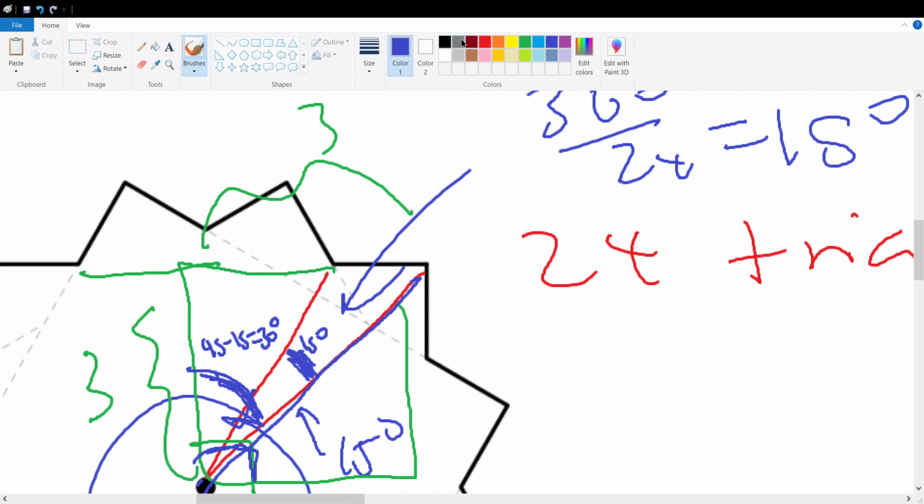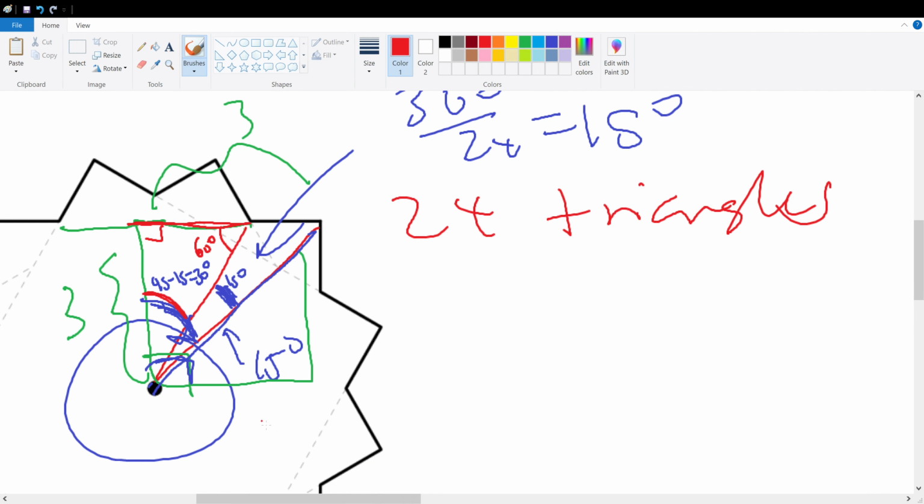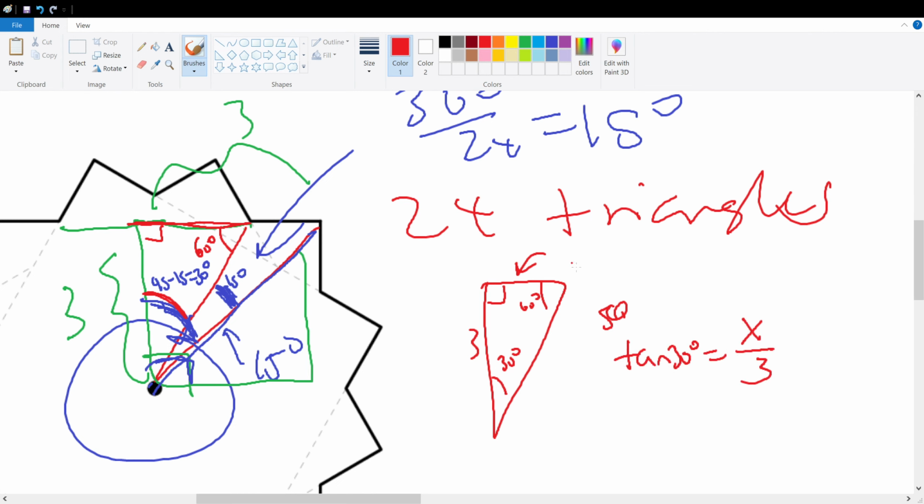Alright, so now that we know this angle is 30 degrees, and this is a right angle, that means this angle must be 60 degrees right there. So we could figure out what this side length is. I'll show you why we need to figure out that side length in a bit. So we have, let me rewrite it out right here: this is 30 degrees, that's 60 degrees, that's 90 degrees. This side length, we could figure it out by doing tangent of 30 degrees equals x over 3. So x is 3 times square root of 3 over 3, which is square root of 3. So x equals square root of 3.